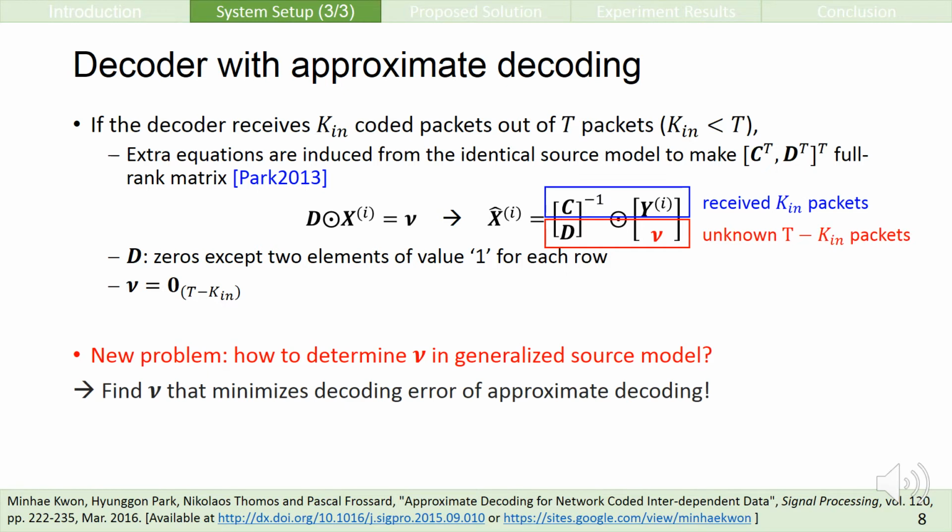So, our next problem is how to design vector nu for the interdependent source model. Technically speaking, the new problem is to find the vector nu that minimizes the decoding error of approximate decoding.